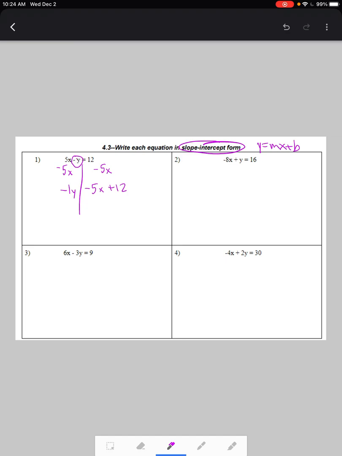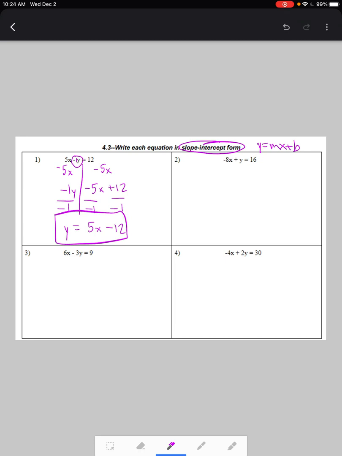That -y, that's a -1 there. So it's not just y, but we need specifically to make sure that we have just +1y. So -1 won't work for us. We've got to divide each number by -1. We'll be left with 5x minus 12.